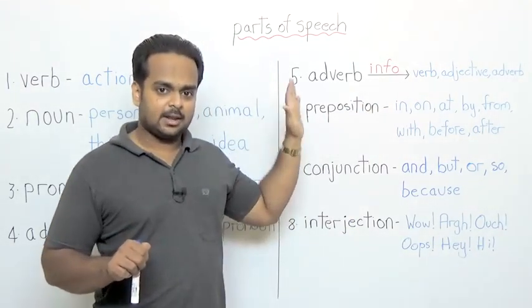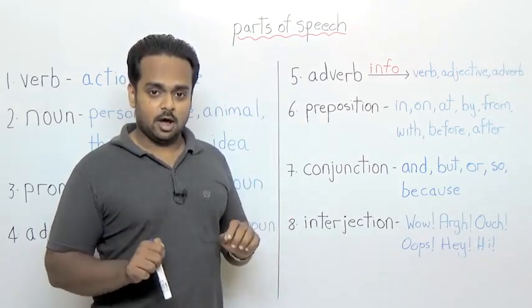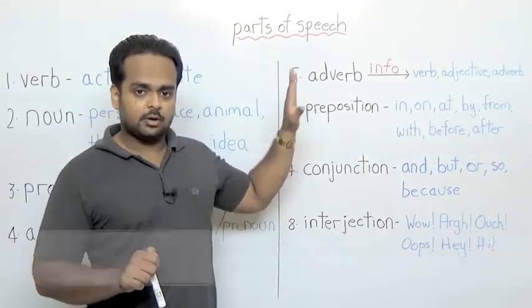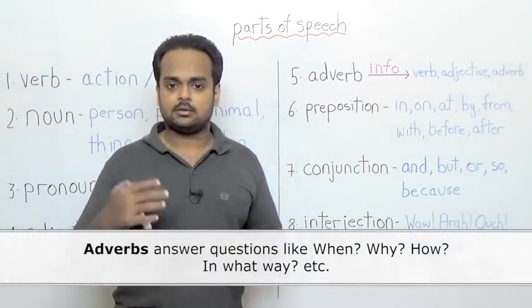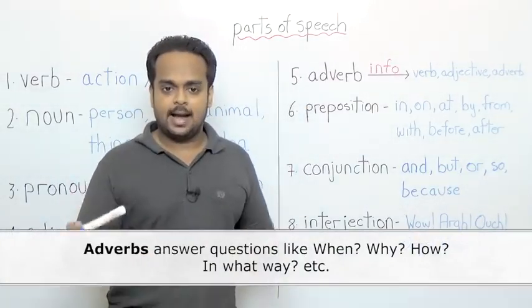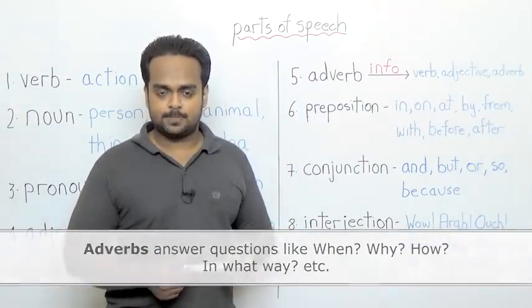But the thing is, that's only half correct, because an adverb can give information about a verb, but it can also give information about an adjective or even another adverb. So these are really talented words, you see. They can do a lot of things. And adverbs usually answer questions like when, why, how, in what way, etc.